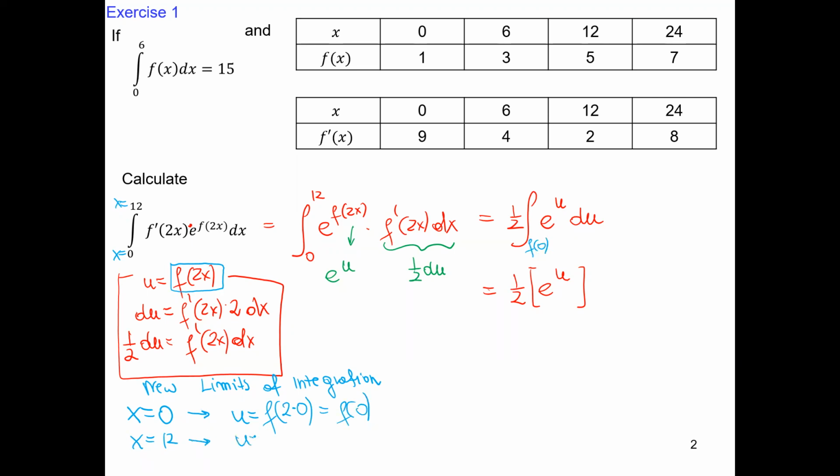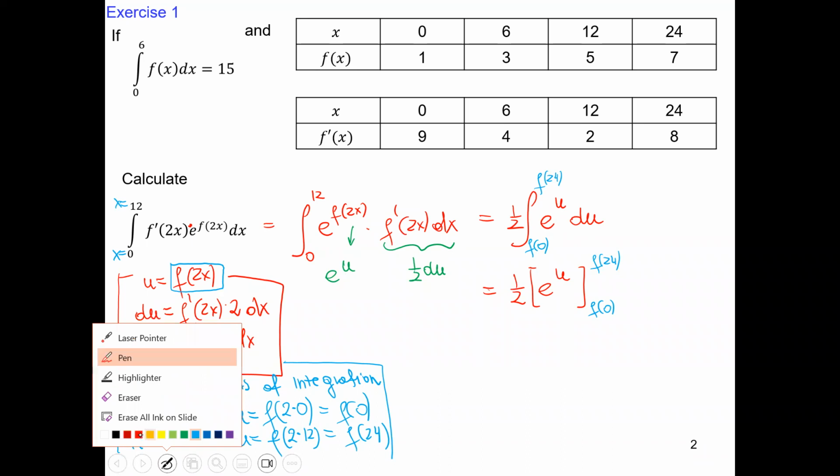And then the upper limit was 12, but we will have f of 2 times x. x is 12. 2 times 12 is 24. f of 24. Okay, f of 0, f of 24. Perfect. We have the new limits of integration.